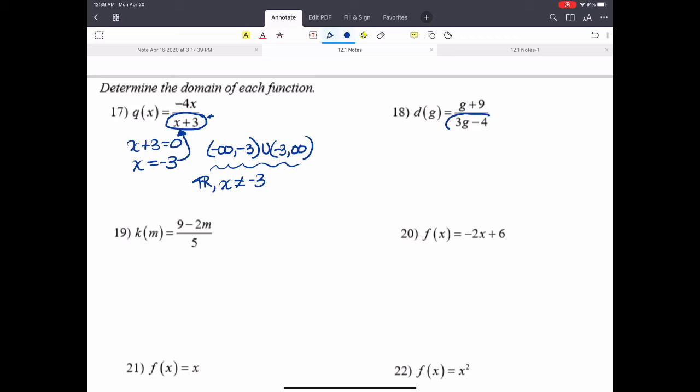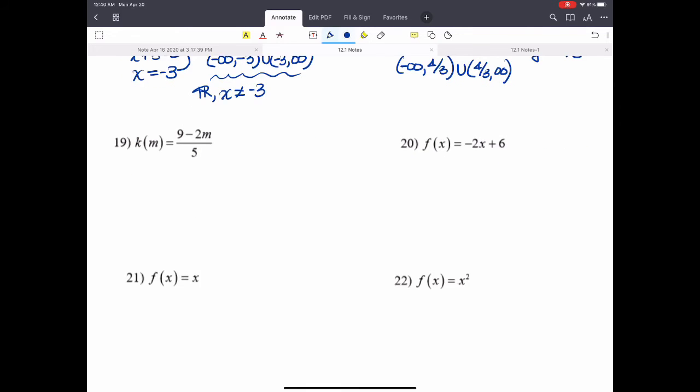All right, number 18, same thing. We have a rational function. Our focus is going to be centered on that denominator. So what value is going to make the denominator 0? You just want to set it equal to 0, and then I'm going to go through this and solve it. And you get 4/3, or 1 1/3 if you want to think of it that way. So the domain for this one is going to be negative infinity to 4/3, union of 4/3 to positive infinity.